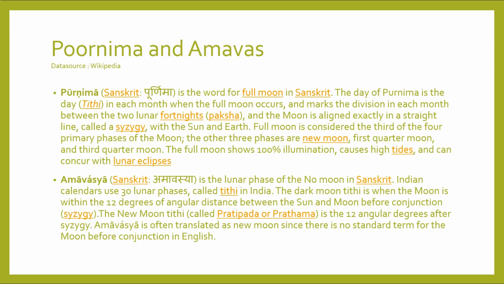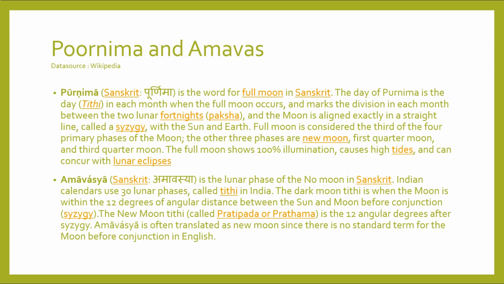The full moon is considered the third of the four primary phases of the moon. The other three phases are new moon, first quarter moon, and third quarter moon, along with the gibbous moon and the crescent moon. The full moon shows 100% illumination, causes high tides, and can coincide with lunar eclipses.